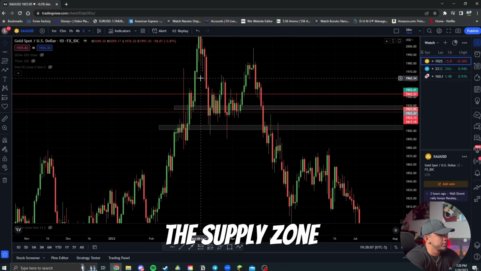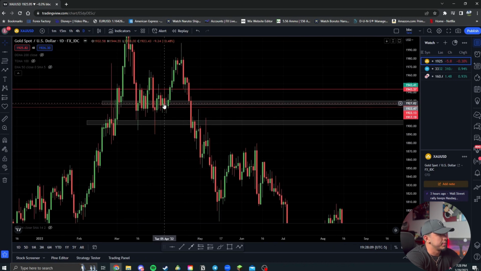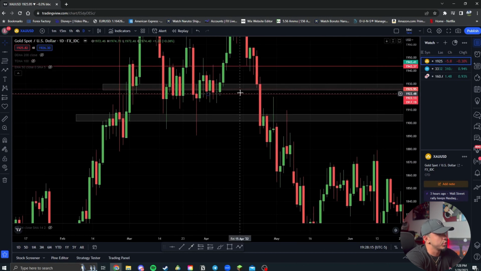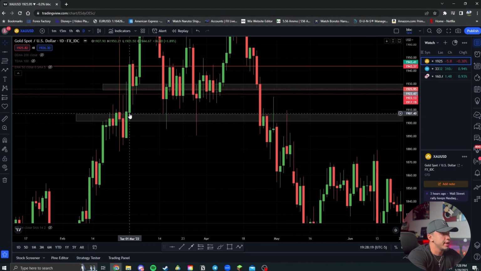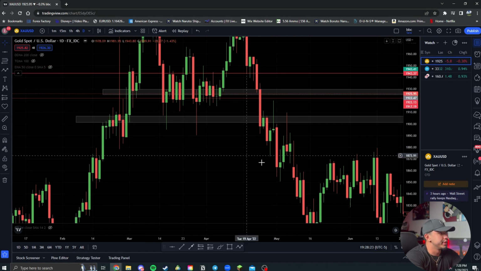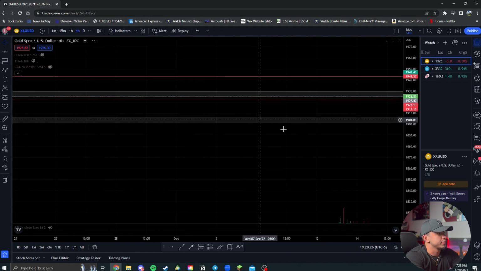The supply zone, boom, broke through. Same thing with here, broke past the supply zone, massive sell-off. This is where you're going to see your big bodies and a lot of selling pressure or buying pressure. You're going to tell that every single time we bounce off these zones, there was immense buying or selling pressure, which is exactly what this entailed, so on and so forth.